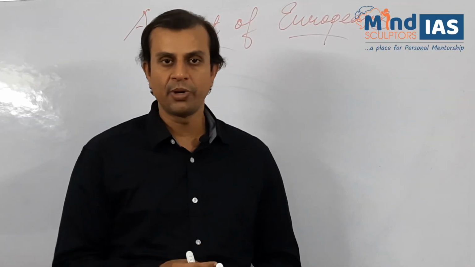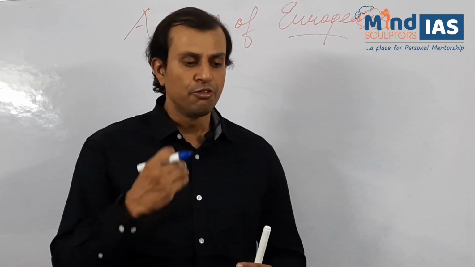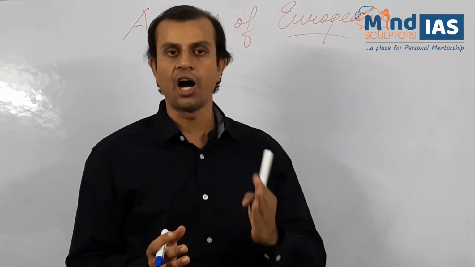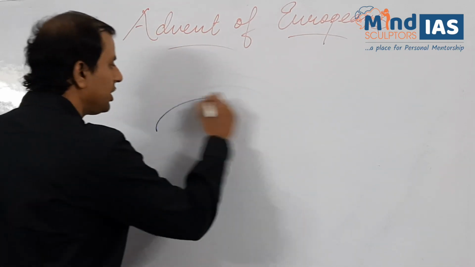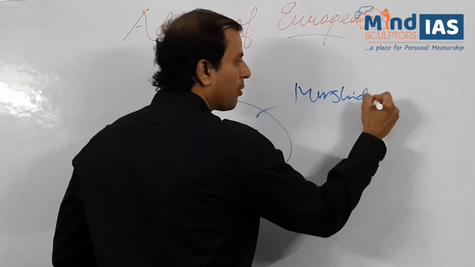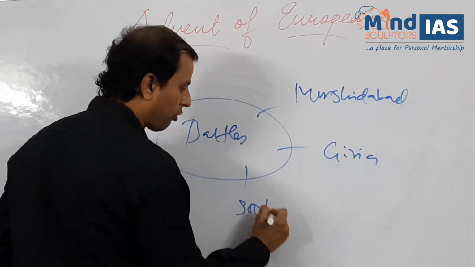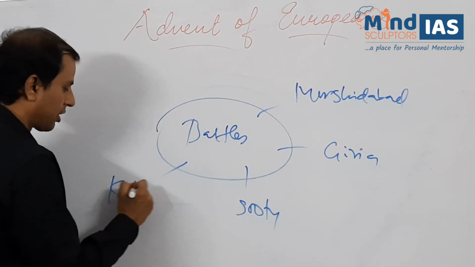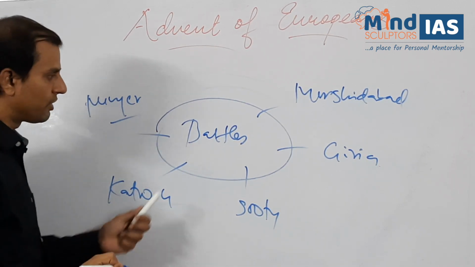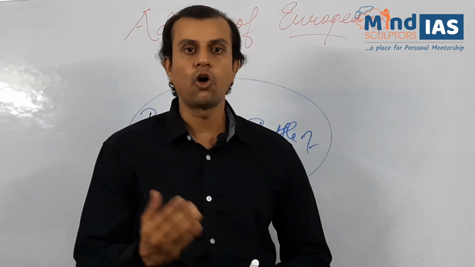Now, before the Battle of Buxar, Mir Qasim fought a series of small battles with the British before fleeing to Awadh and forming a confederacy with Shuja-ud-Daulah and Shah Alam II. What were those battles? Battle of Murshidabad, Battle of Giriya, Battle of Suti, Battle of Katwa and Battle of Munger. These were the series of battles fought by Mir Qasim.